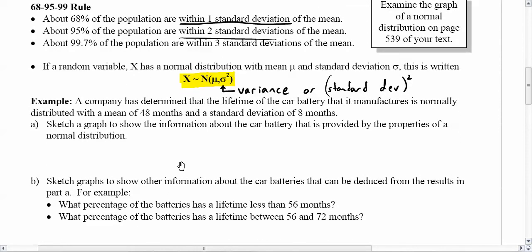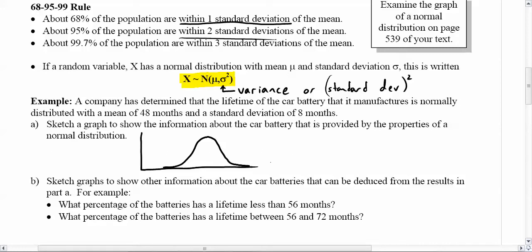Okay, so for example, let's say we've got a company that has figured out that the lifetime of a car battery is normally distributed with an average of 48 months life. It means car batteries last 4 years. And the standard deviation is 8 months. So let's just sketch a graph of what that normal curve would look like. I just draw a nice bell-shaped curve like the one above.